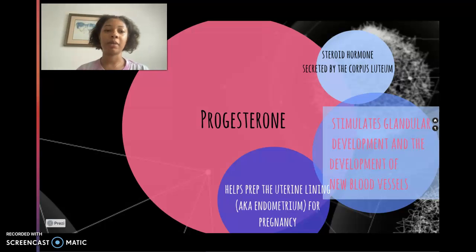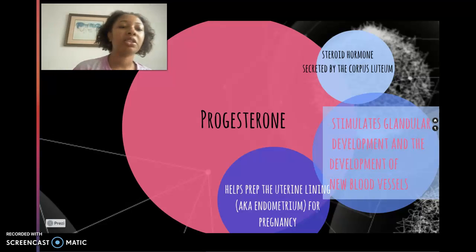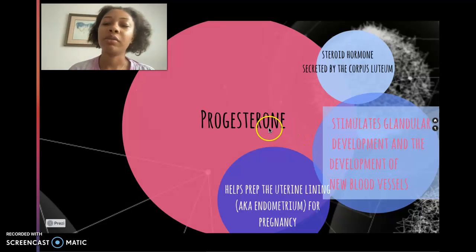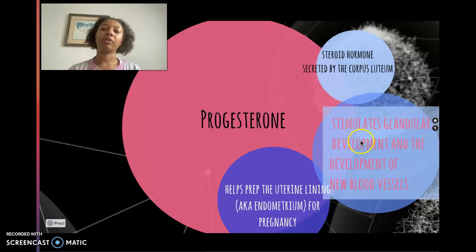The endometrium is a complex, dynamic tissue composed of epithelial cells, which have both luminal and glandular cells. So the progesterone will be responsible for stimulating the glandular development of the endometrium. Also, progesterone prepares the endometrium for the potential of pregnancy after ovulation.